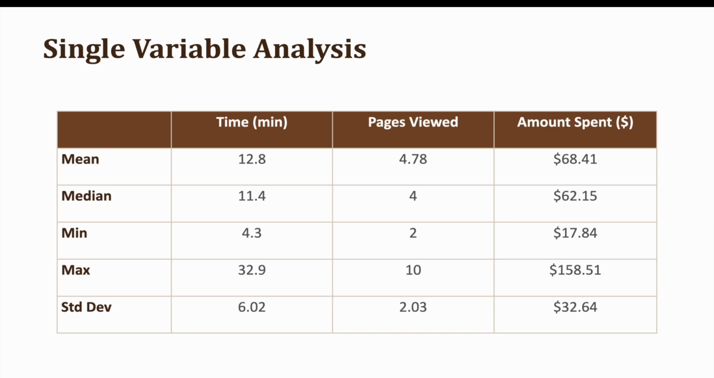And then the one J&J probably cares about the most, amount spent. The average transaction comes out to $68.41. The smallest purchase was about $18 and the biggest was over $158. The standard deviation here is around $32.64, so spending is honestly all over the place. Some customers grab something small, and others are clearly doing some serious gift shopping.